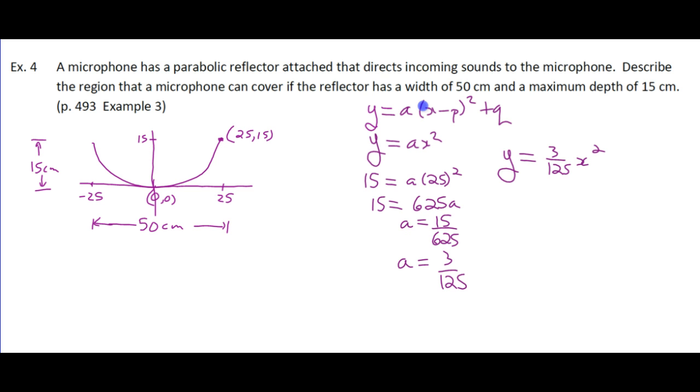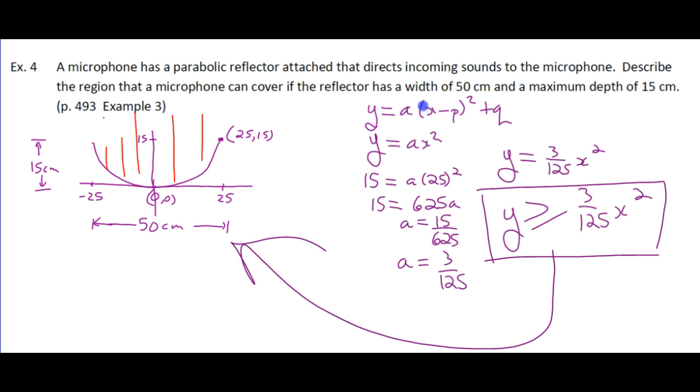But we want the region. And so the region is going to be, where, down here? No, it's going to be up here, right? So the region is going to be this. So what are we going to say? y is, we'll say greater than or equal to, because it includes the boundary, greater than or equal to 3 over 125 x squared.